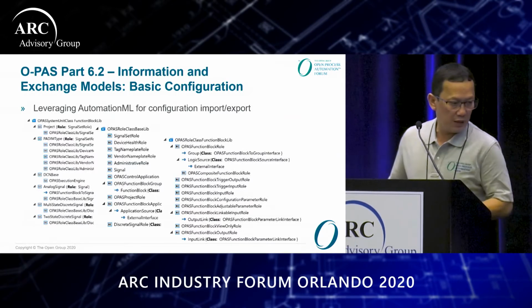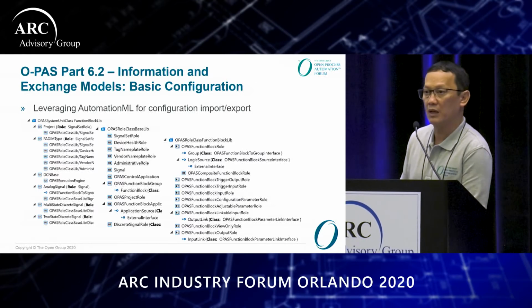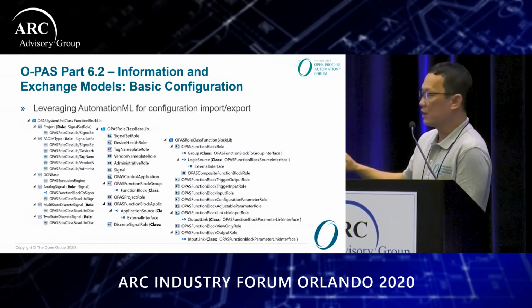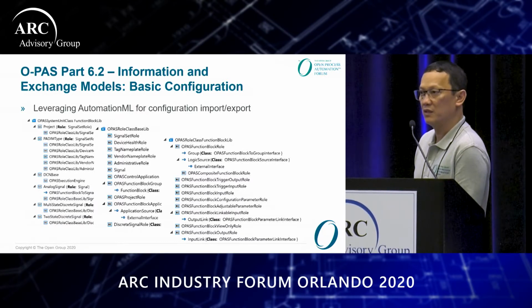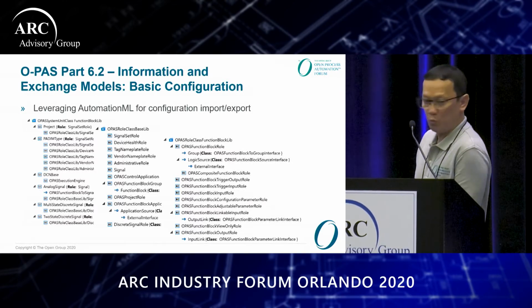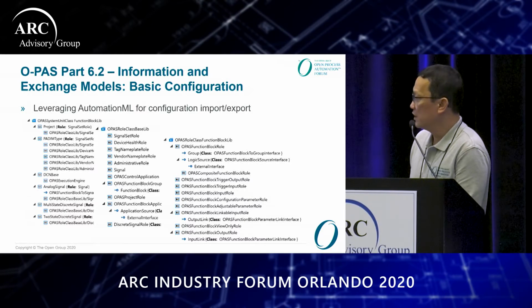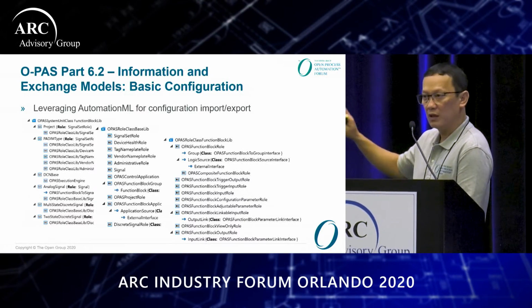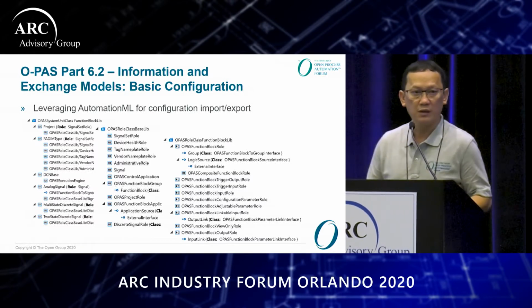Secondly, this is what Dennis talked about. We're leveraging the AutomationML standard for import and export. The basic information that we have in 6.2 covers the import and export of all of the basic information. You see the function block, the signal model, you're going to see the DCN, all of that is in the basic information model. And we're using AutomationML for import and export of that information.